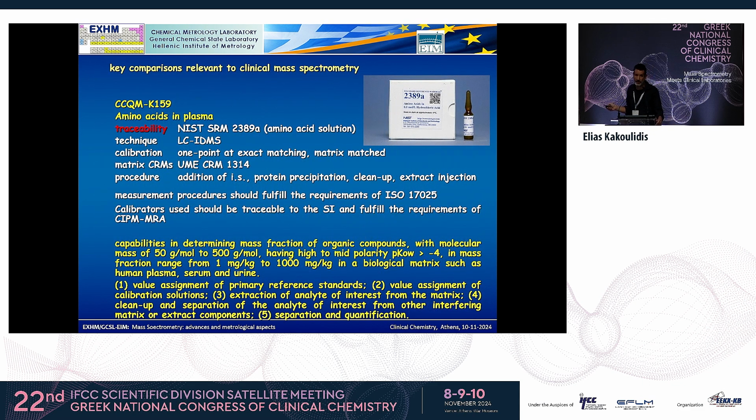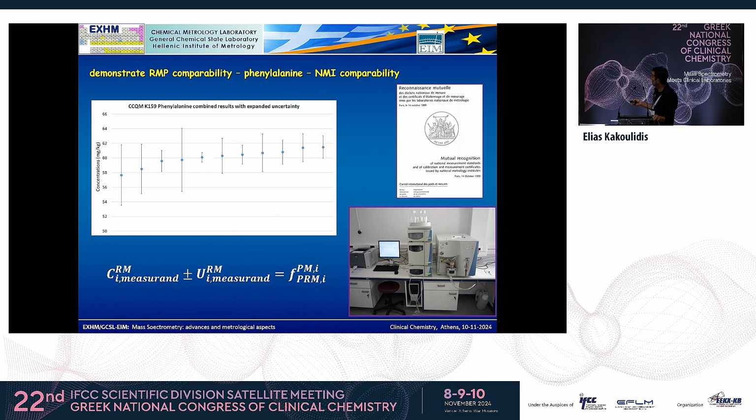And the last comparison that has been made was piloted also by LGC. This refers to amino acids in plasma. It was particularly aimed at supporting newborn screening applications. The results of the participants, because this cannot be discussed and I have special permission for this, we cannot see who has participated, but you see that this is plus or minus 1 milligram per gram from all the institutes. These are the uncertainties.